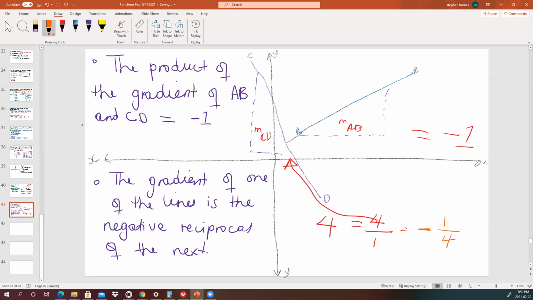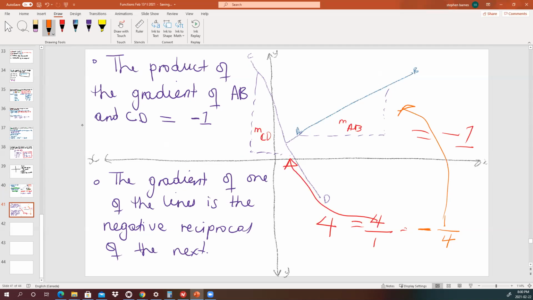So if the gradient of CD is 4, because we know that CD and AB are perpendicular, the rule states that the product of their gradients is equal to -1, or we can say that if we know one gradient, finding the other gradient is pretty easy. We just take the negative reciprocal, and that's what we did here. And so -1/4 would be the gradient of the other one. Everybody follow? Yes, miss.